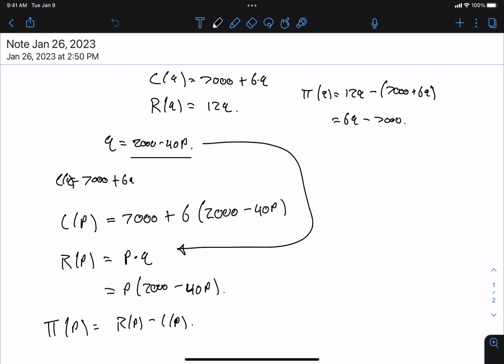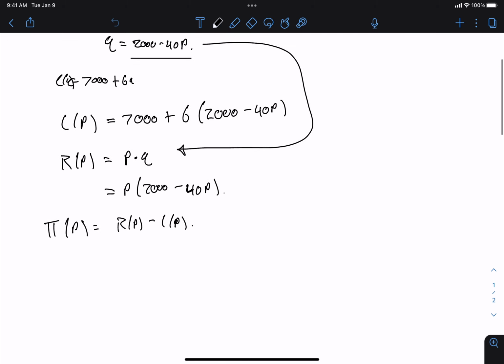Okay, so what do we end up with? What we end up with for the profit function is a quadratic: -40p squared plus 2240p minus 19000. Your numbers might be different, right? But what kind of function is this? Is this a linear function? No, it's not a linear function. It's a quadratic function.